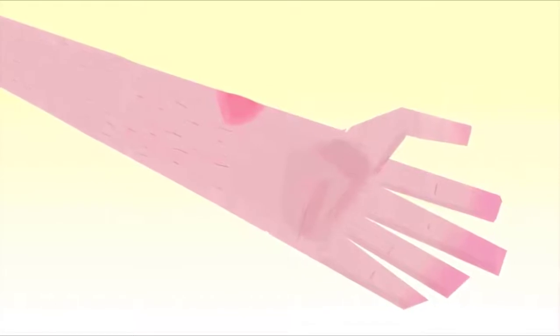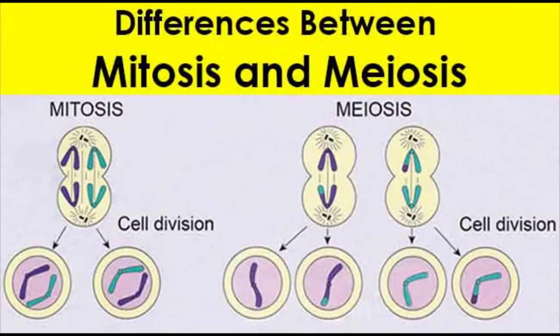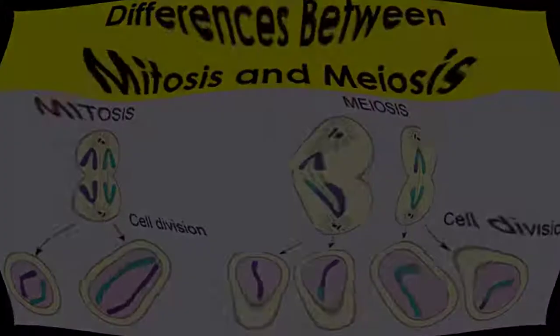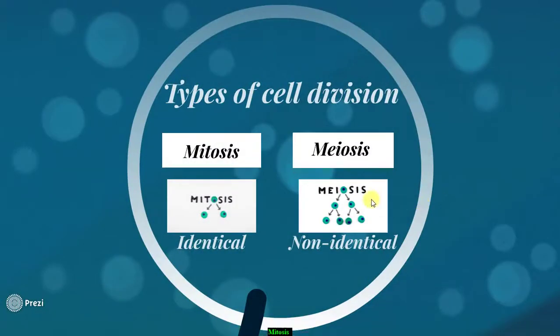Now, you should know that there are two types of cell divisions: mitosis and meiosis. So there are major or important differences between mitosis and meiosis. Later we'll mention all the differences with their details. For now, you should know that mitosis always gives two identical, same cells. But in contrast, meiosis always gives 4 different cells.